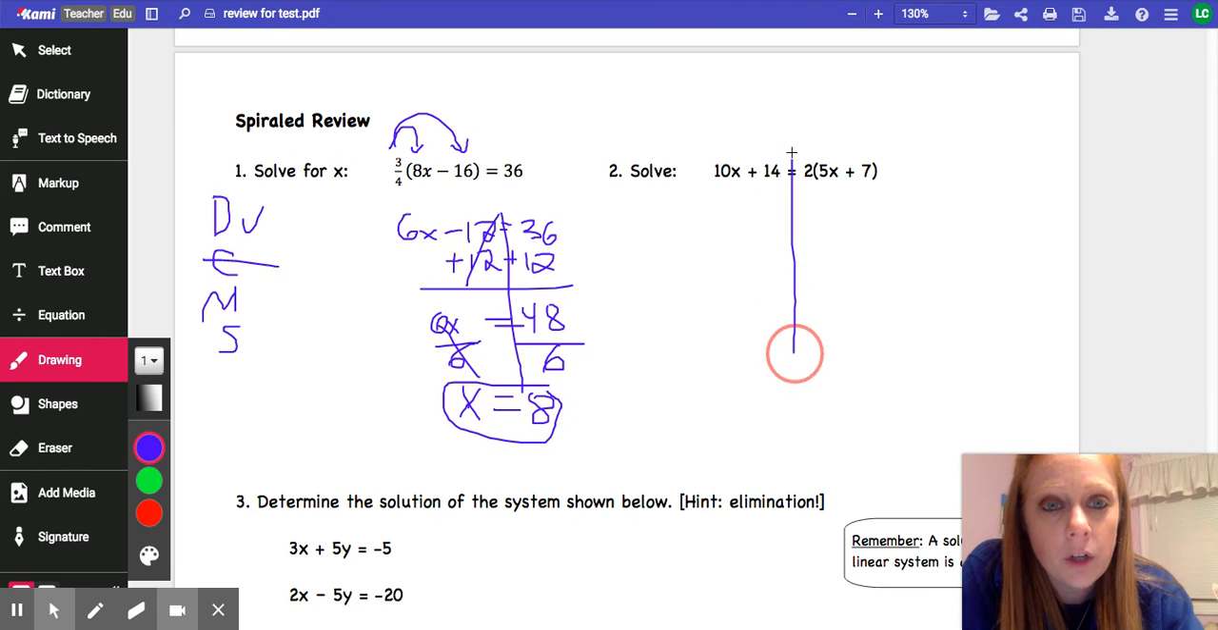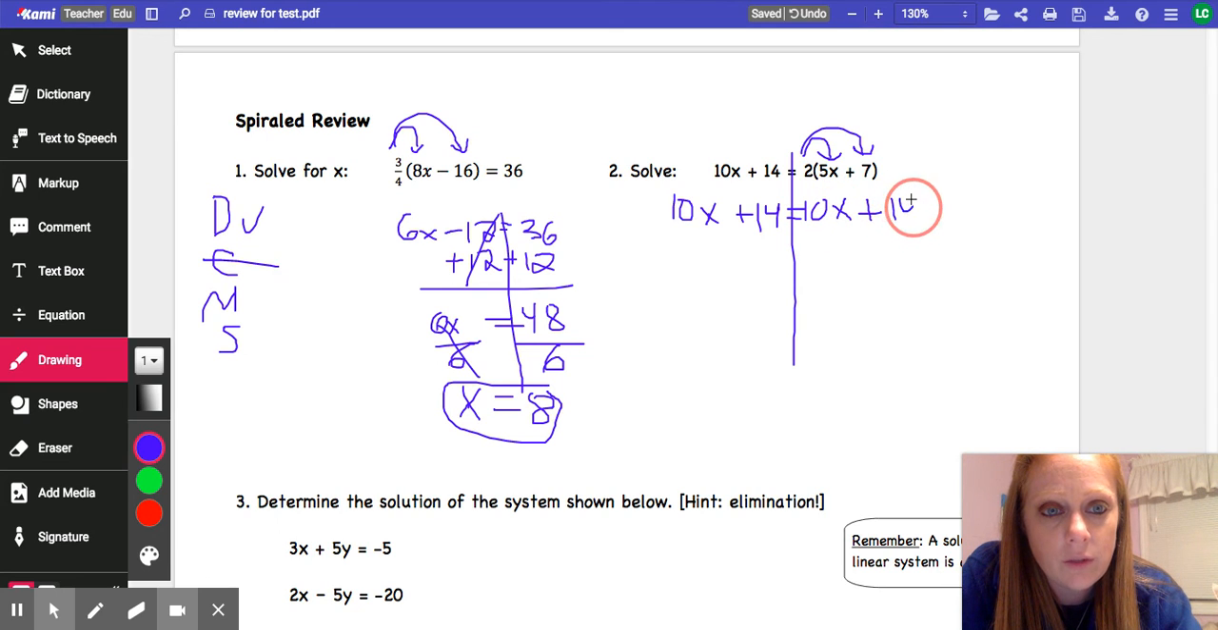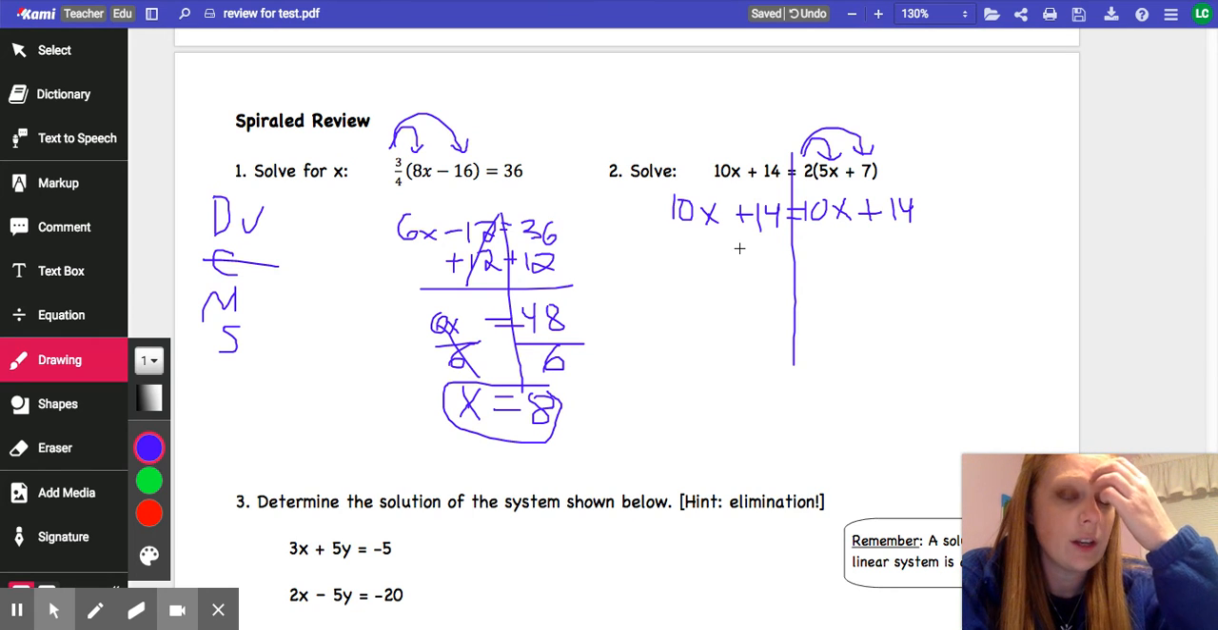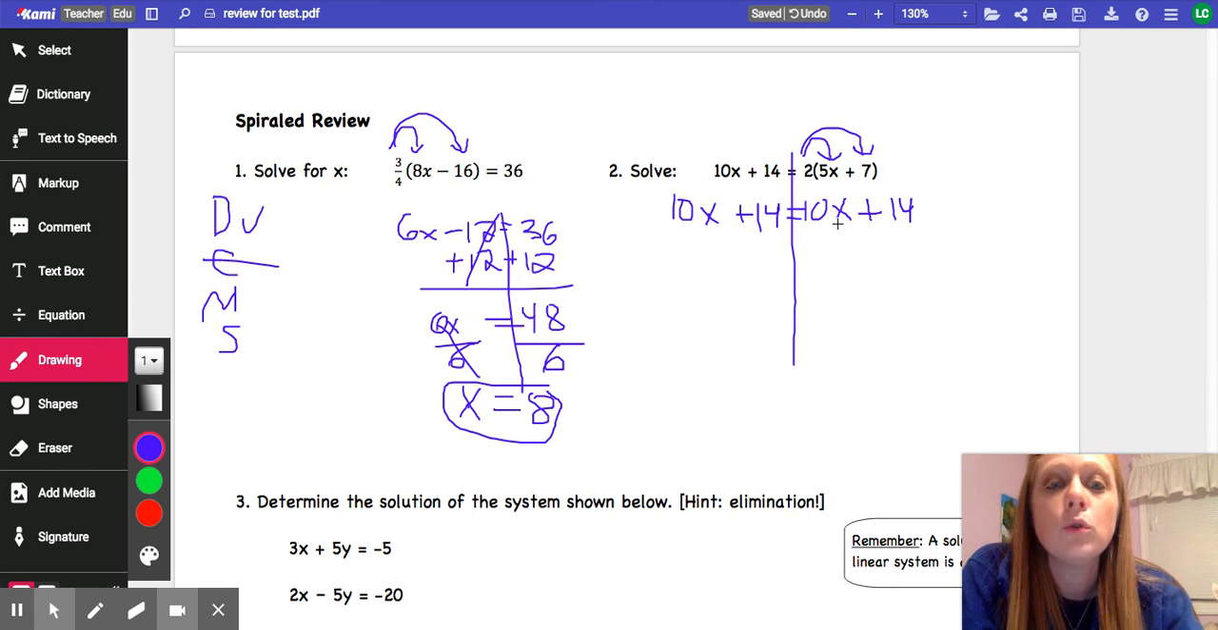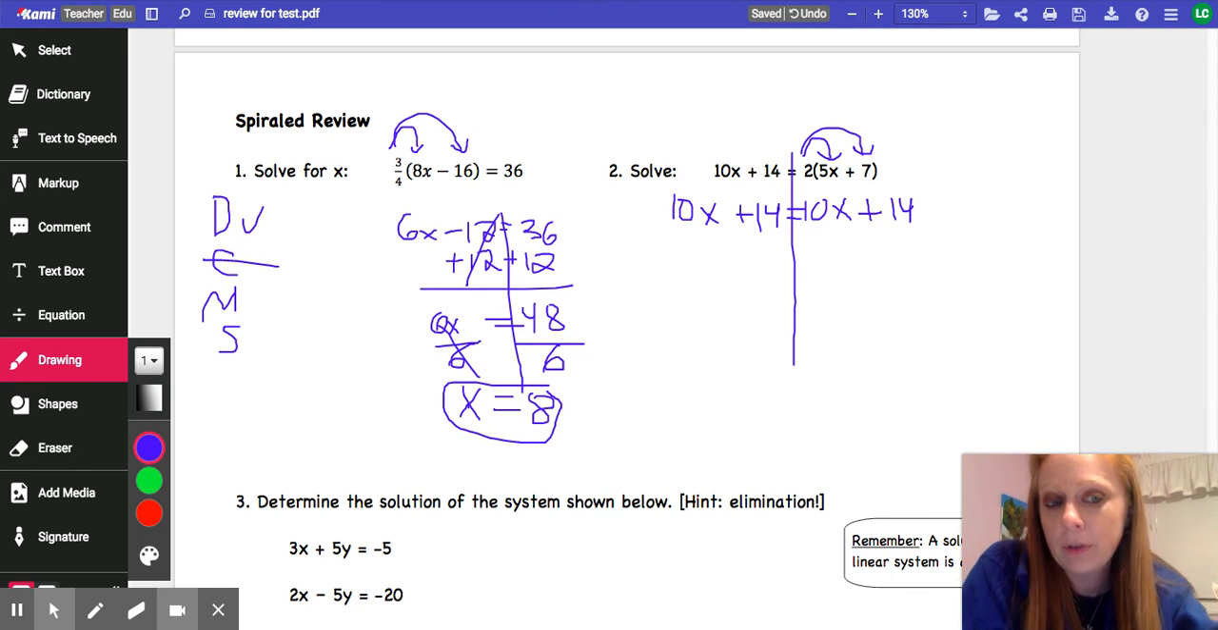All right, for number 2, we're going to go through those same steps. We're going to distribute first. So I'm going to rewrite my 10x plus 14. 2 times 5x, so let's bring down the equal sign. 2 times 5x is 10x. 2 times 7 is 14. Okay, now we need to see if there's anything to combine on the left and on the right, and there isn't. So then we'd want to move all of our x's to one side and then move all our constants to the other side. But you might already be noticing something strange about this one. 10x plus 14 equals 10x plus 14.